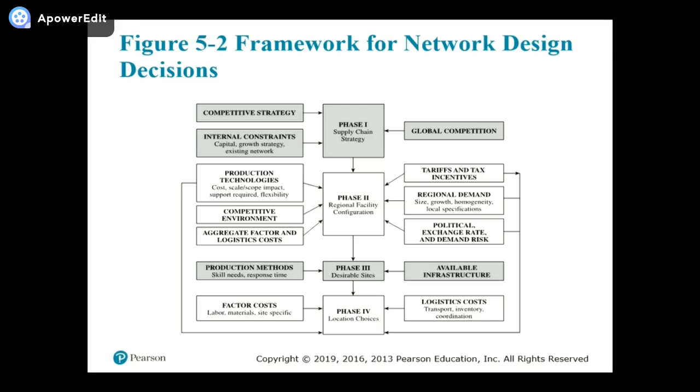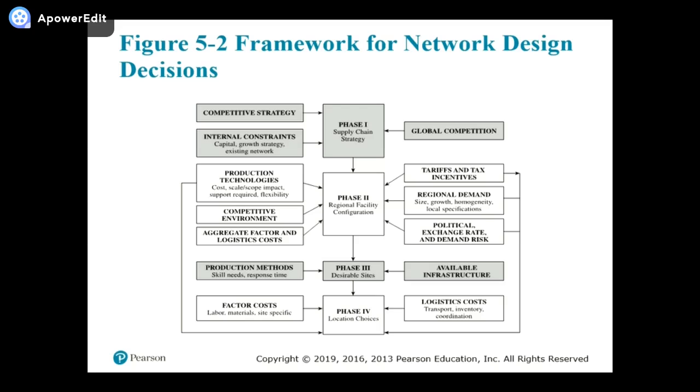And then in phase 2, we decide the overall configuration of regional facilities. So in this phase, we're going to decide which regions we are going to set up facilities in, what the approximate number of facilities to set up in each region is, and whether a facility will produce all products or a subset of products.